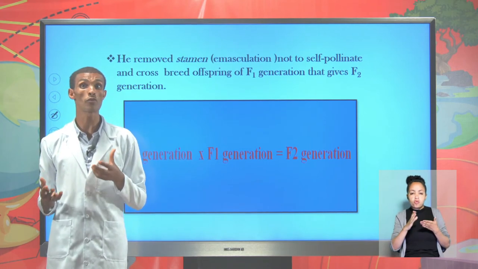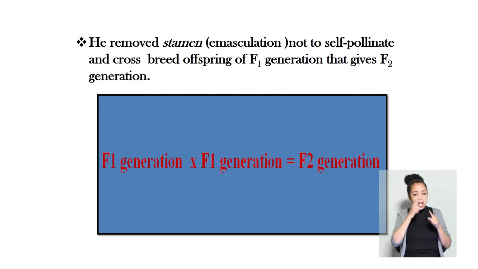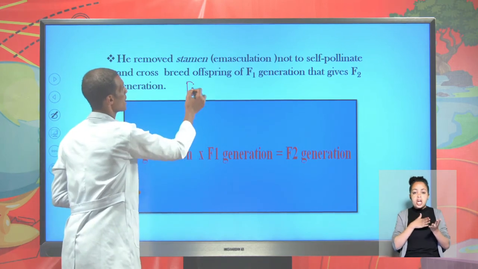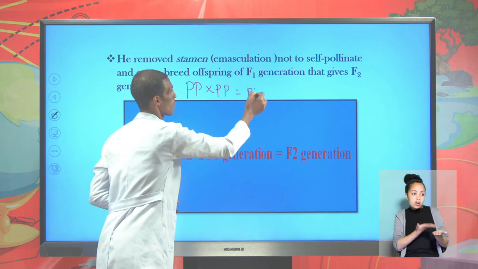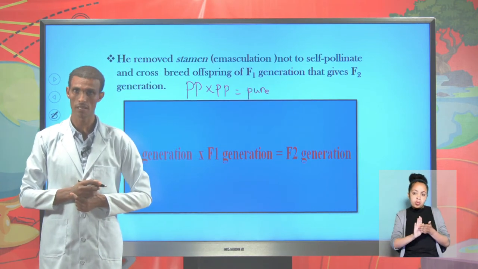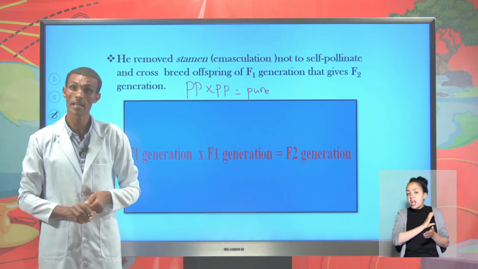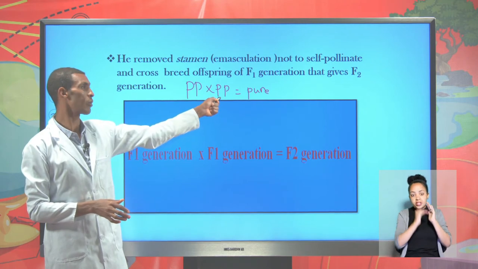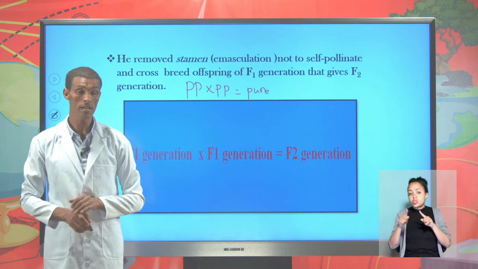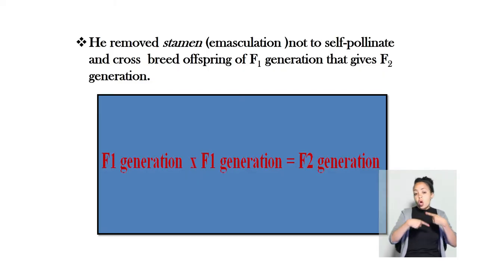He removed the stamen by the process of emasculation. The main aim of removing the stamen is to prevent the plant from self-pollinating, and instead to cross the progeny of the F1 generation. Here, he crossed capital P with small p, expecting a pure character, but the character is not pure. Instead, it is hybrid or heterozygous. Dominant purple flower color and recessive homozygous white gave a heterozygous one. Then, removing the stamen and cross-pollinating the progeny of the F1 generation of one plant with the progeny of another F1 plant, he obtained the F2 generation.